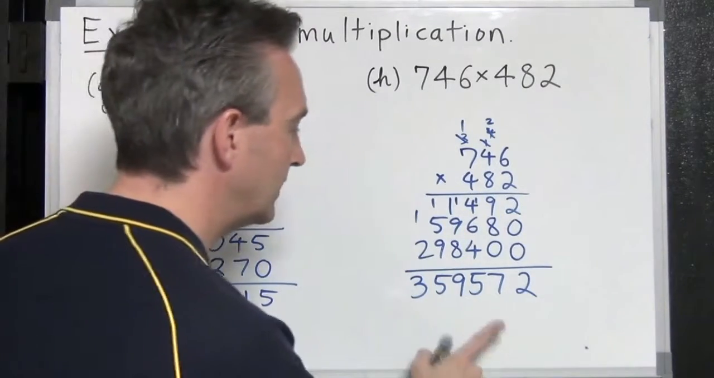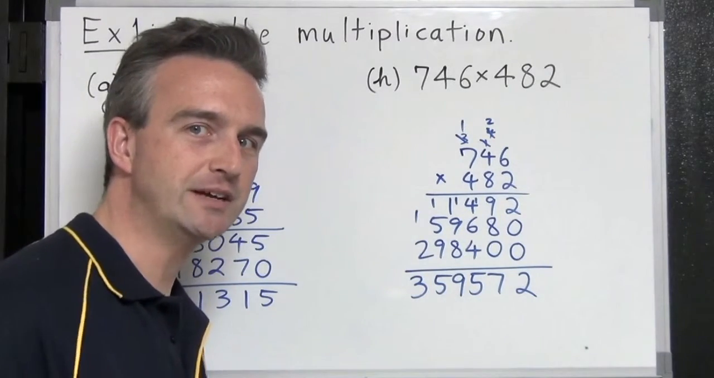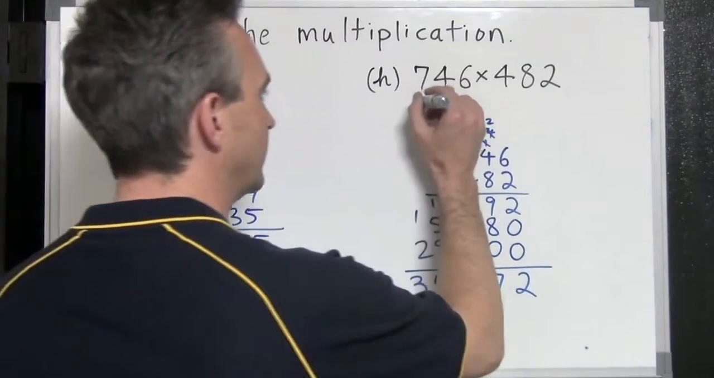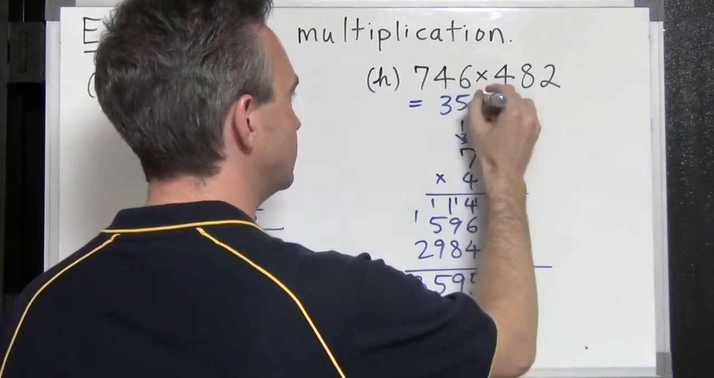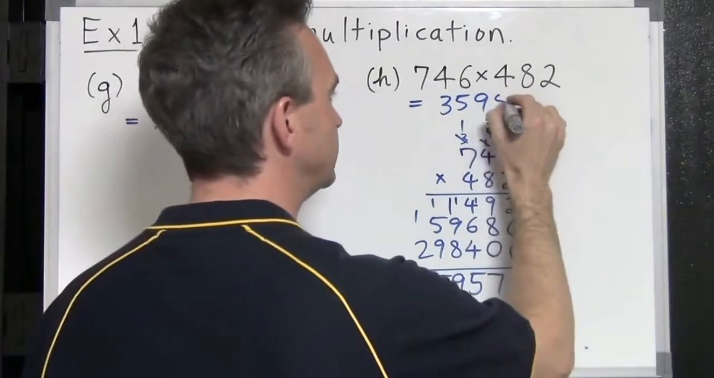There we go. Can you say that number? Try and say it. Could you say it? Hopefully you could. The answer is 359,572.